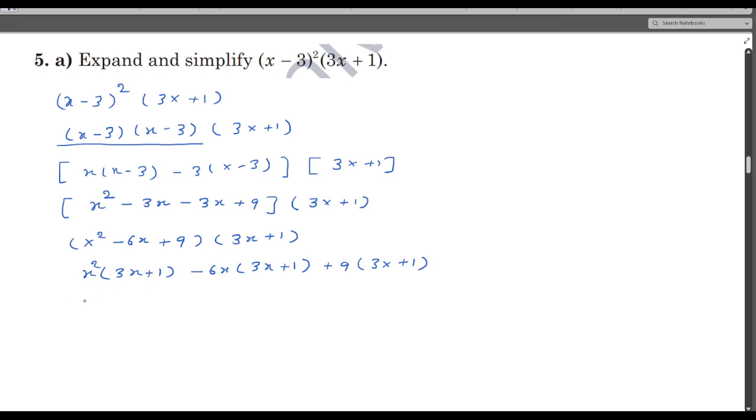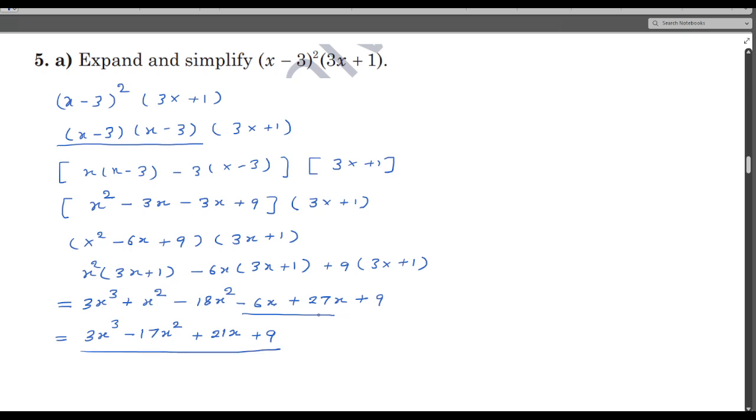So this part is 3x cube plus x square minus 18x square minus 6x plus 27x plus 9. This is equal to, now x cube, I have only one term, 3x cube. x square is x square minus 18x square, which is minus 17x square. Minus 6x plus 27x is plus 21x, and plus 9. So this is your final expansion.